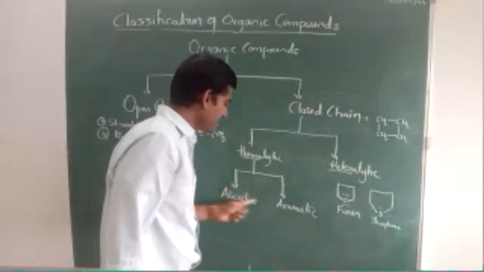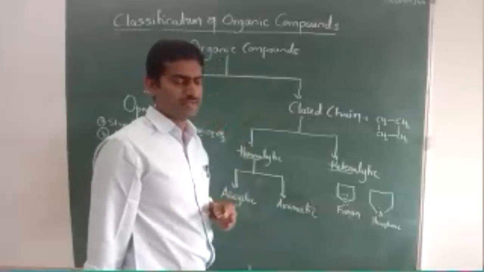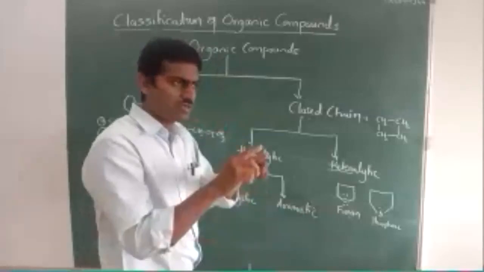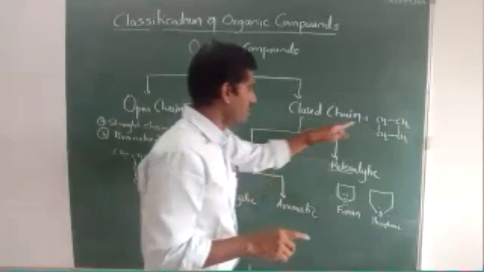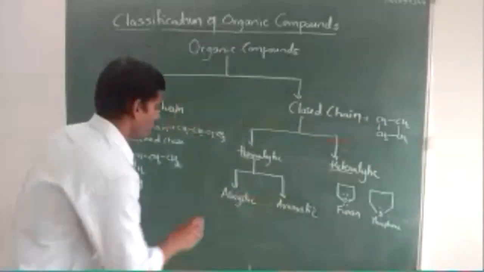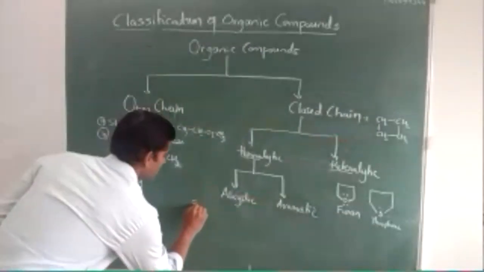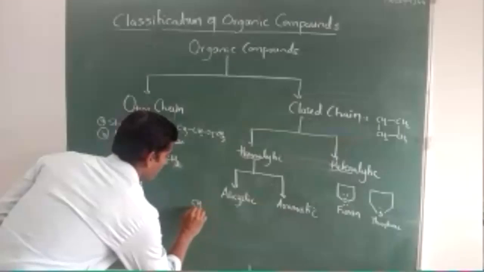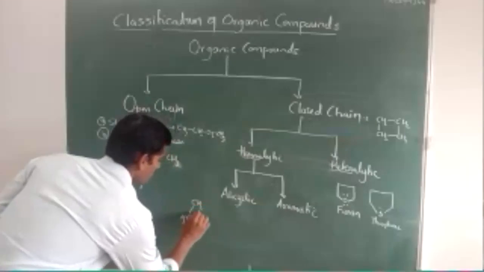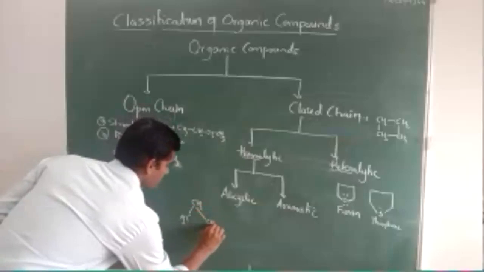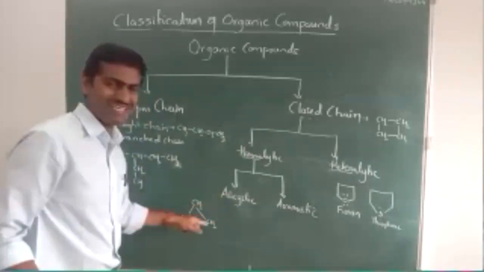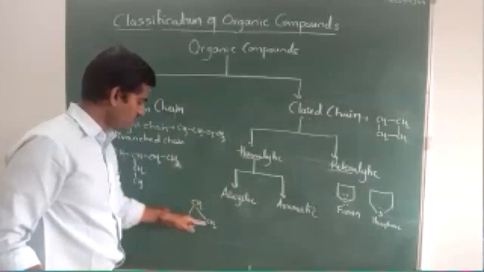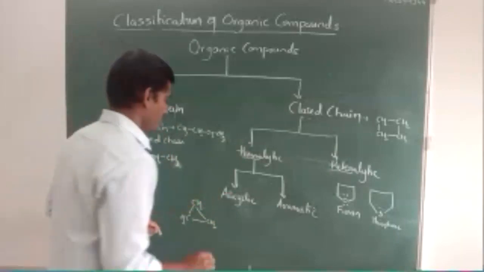Next, homolytic. That homolytic is again classified into two: alicyclic as well as aromatic. Alicyclic means a continuous chain. Like a simple example, I'll go for alicyclic. CH2, CH2, again here CH2. Correct? This is an example for alicyclic. CH2, CH2, CH2.